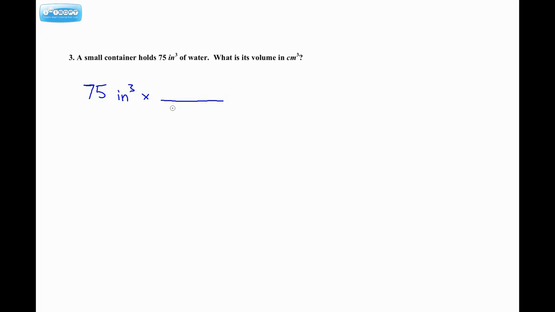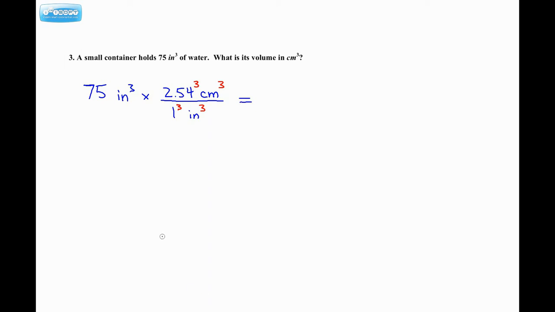So the inches need to cancel. So I know that 1 inch has 2.54 centimeters. Okay. But the dimensions of the units don't match. This is 3, so I need to cube these. All right. But as before with area, I need to cube these numbers as well. Do not cube the 75. Okay? This is already a 3-dimensional measurement. If you cube it, then you've actually changed all the information in the question and you won't get the right answer. Okay. So let's work this out.